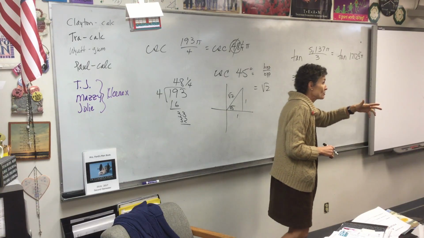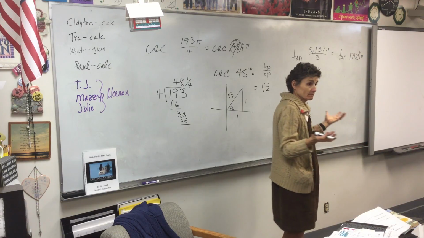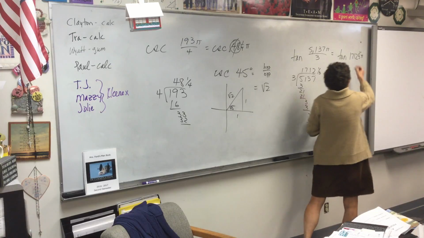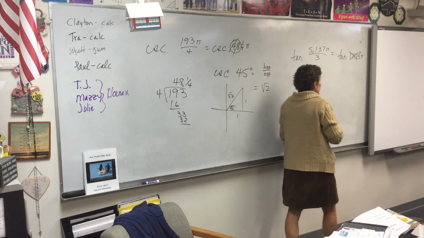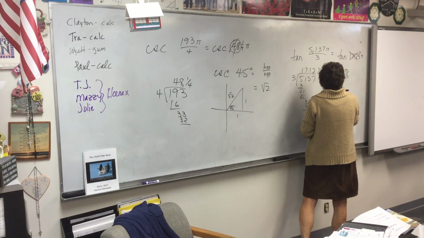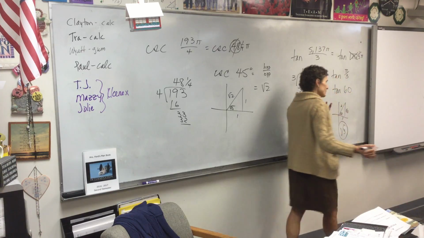That's divisible by 2, so it's 800 and some revolutions. Would you agree with that? So I don't even care about any of that. These are just extra revolutions. I'm going to find the tangent of 1/3 pi, which is the tangent of 60, which is root 3. See how easy that is?